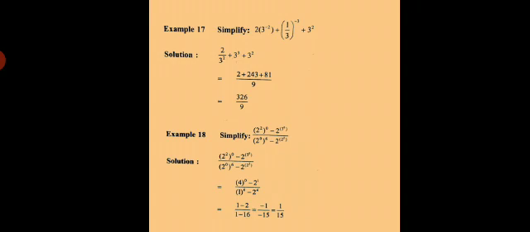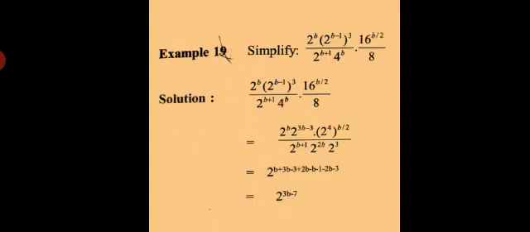Okay, then 4 raised to 0 is 1, minus 2 raised to 1 is 2, upon 1 minus 2 raised to 4 is 16. After simplification, you get minus 1 upon minus 15. The minus minus will get cancelled, and you will get simply 1 upon 15. Okay, next example.